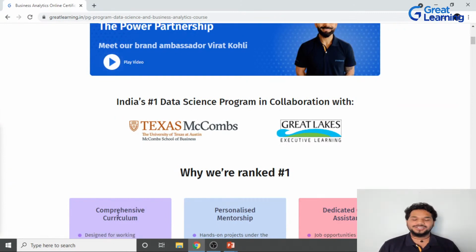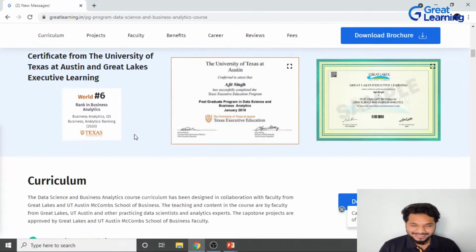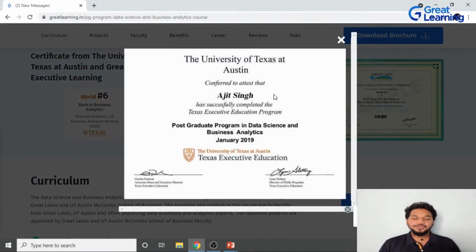It's done in collaboration with Texas McCombs School of Business, which is basically a part of University of Texas at Austin. You get a certificate from University of Texas at Austin like this. It says that, hey, we attest that this person has successfully completed the Texas Executive Education Program, right? The post-graduation program in data science and business analytics.